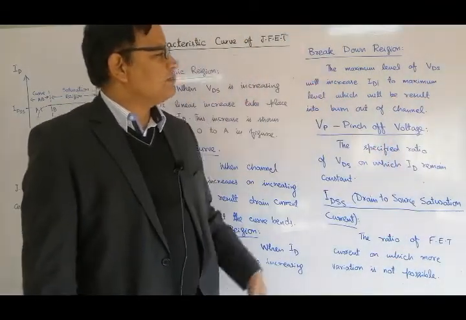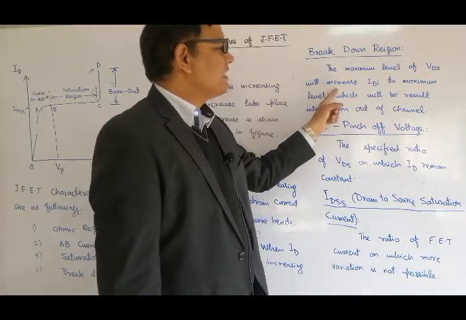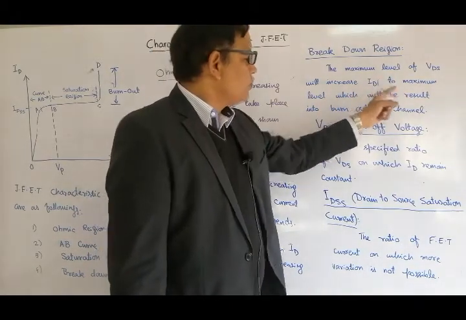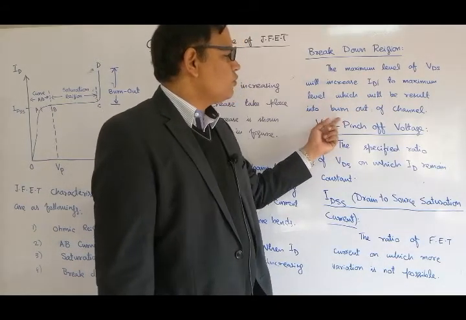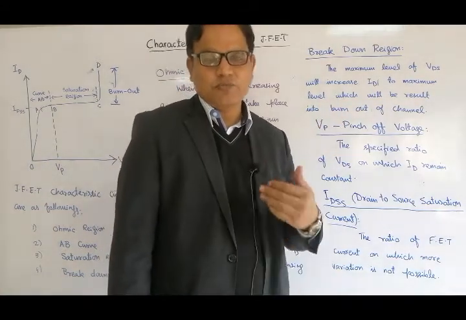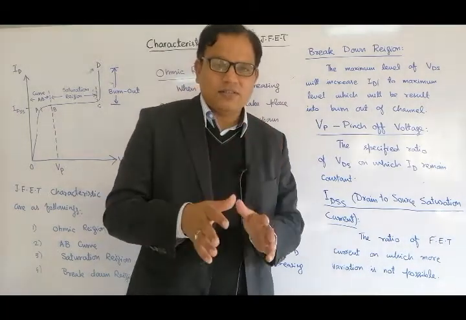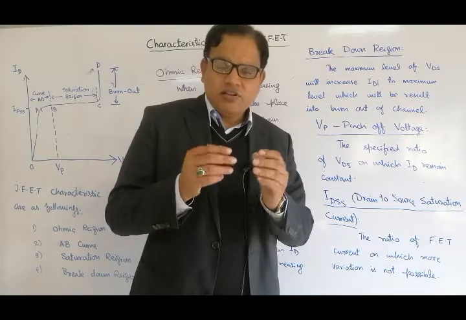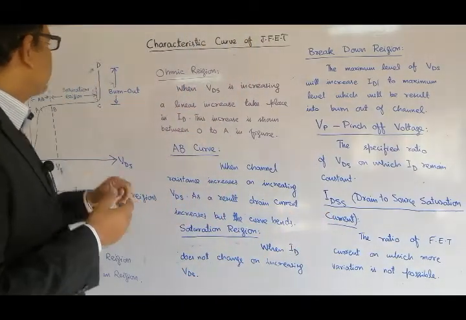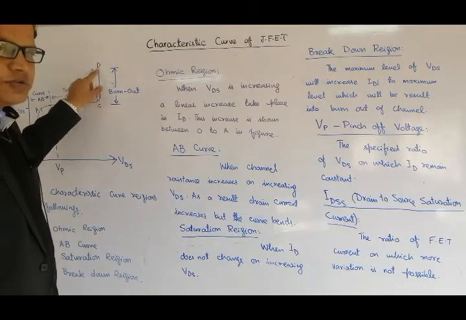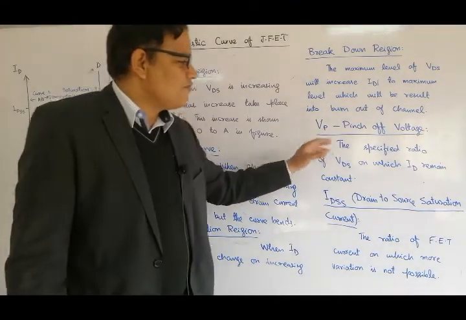Breakdown region: the maximum level of drain to source voltage will increase the drain current to the maximum level, which will result in burnout of the channel. When the voltage is at its maximum level and the current is also at the maximum level, what happens? The channel burns out. This position is known as the breakdown region. Here we have the C to D points. This is basically the burnout region of the channel.